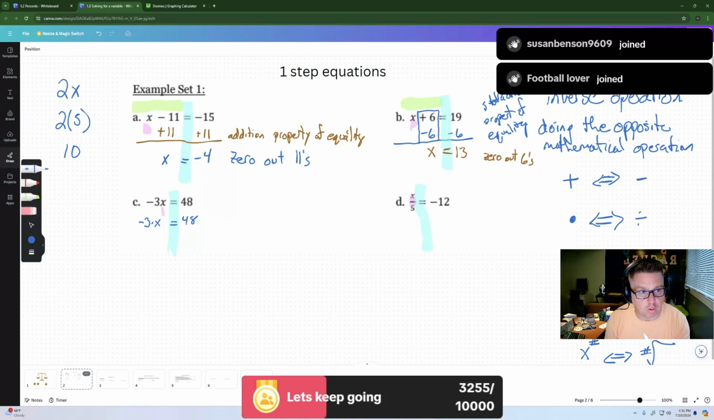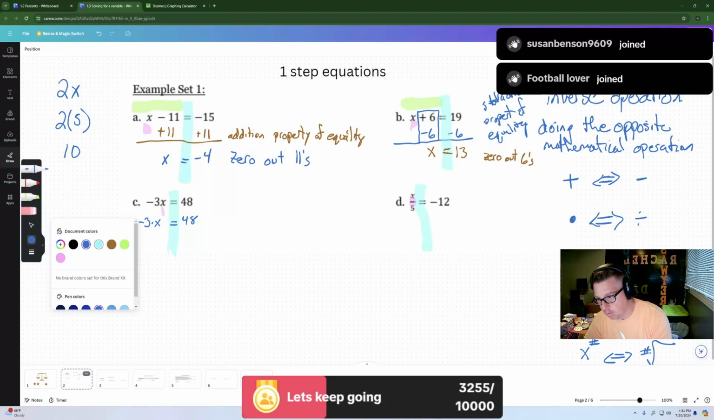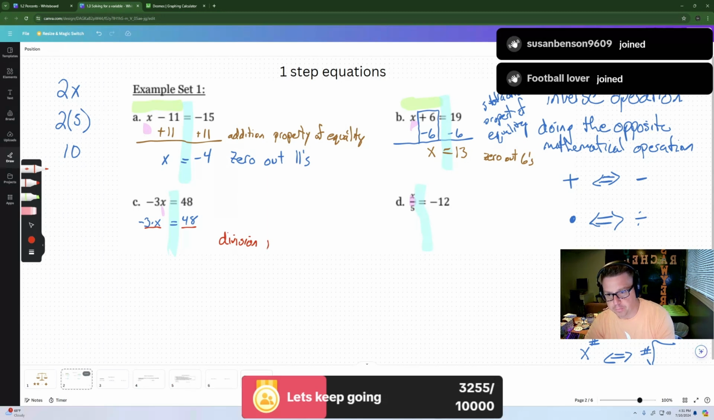So when we go back to our inverse operations, doing the opposite mathematical operation, if I have multiplication, what do I need? Well, that means I need to divide. And I'm going to bring him back red, and we're going to do the division property of equality. So we're going to do something to both sides. Now we're going to divide.